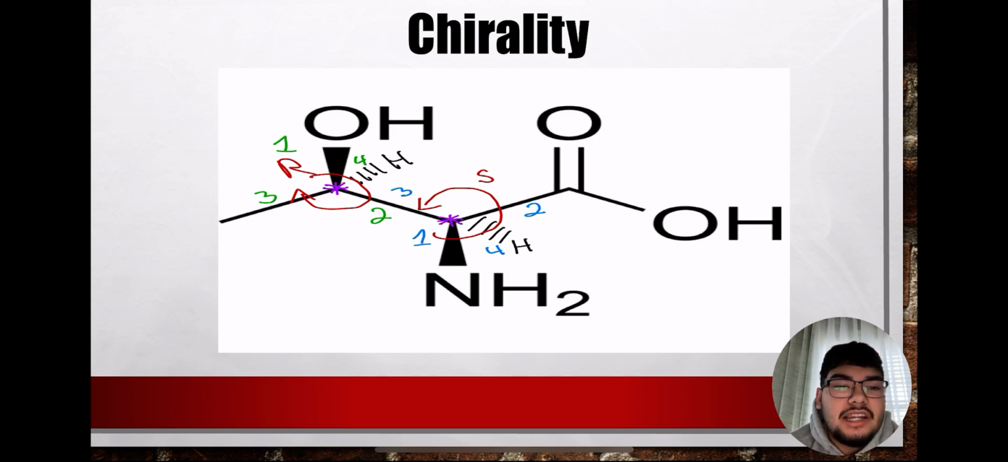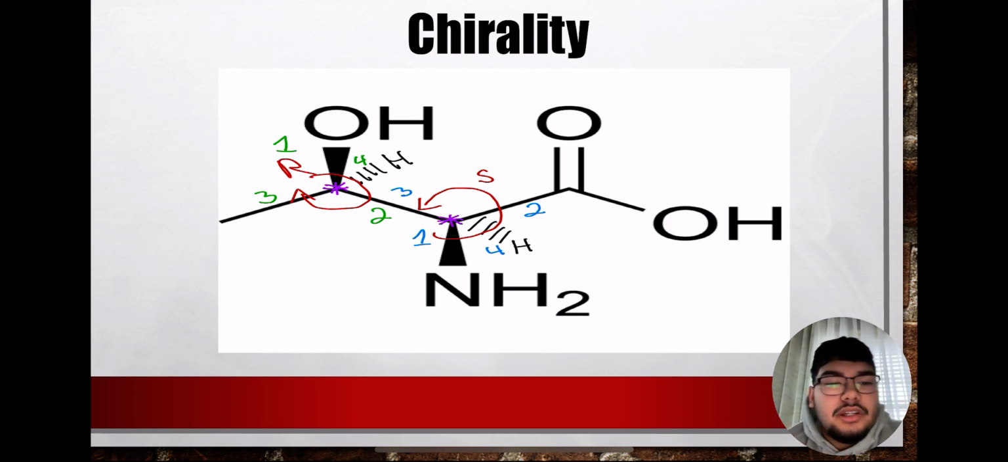So if we're looking at it, we're going to go 1, 2, 3 going clockwise, so it would make it an R. And then if we look at the next chiral center, which is on the nitrogen or on our amino, we're going to count the nitrogen as our first priority and then our hydrogen as our fourth.